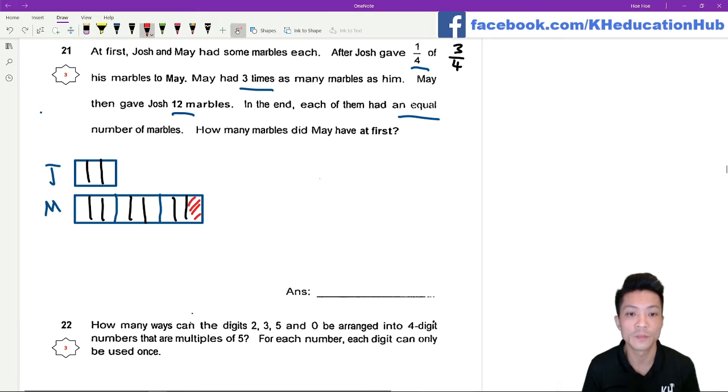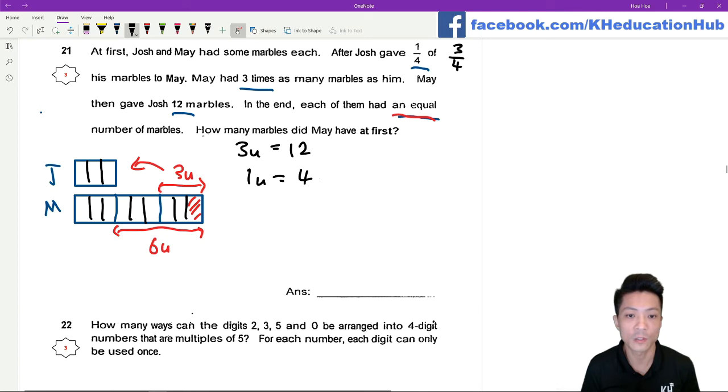Now I'm gonna remove this. Next, May then gave Josh 12 marbles, and in the end they had an equal number, which means that they should have the same. Look at the extra over here, there are 6 units, which means that 3 of them here will be given to Josh, right? So that they have the same amount. Once you realize this, it means that 3 units is equal to the 12 that's given over. We're gonna find 1 unit first, and then go back to the question, how many marbles did May have at first? So May has 1, 2, 3, 4, 5, 6, 7, 8 units at first. 8 units is 32.